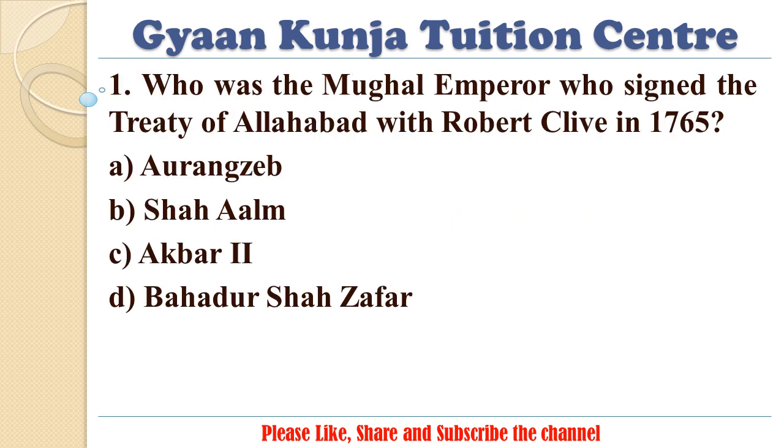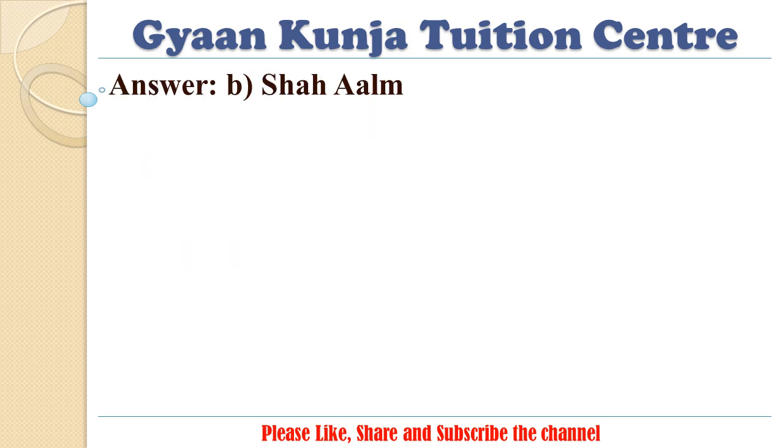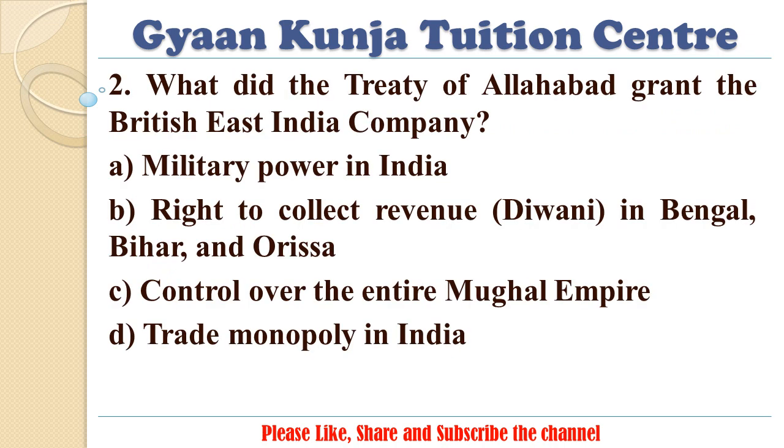1. Who was the Mughal emperor who signed the Treaty of Allahabad with Robert Clive in 1765? A. Aurangzeb, B. Shah Alam, C. Akbar II, D. Bahadur Shah Zafar. Answer B. Shah Alam.